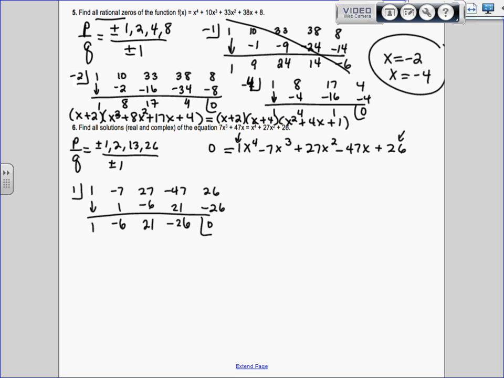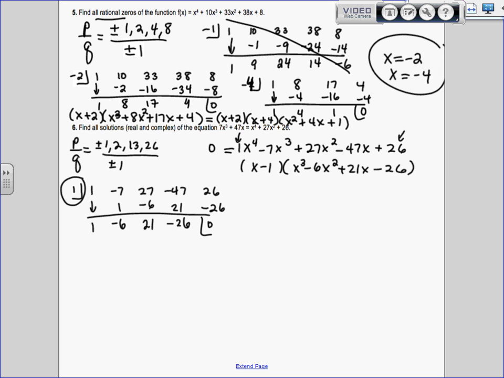So what this has done is it's factored our polynomial into our divisor times the quotient. The divisor came from the 1. It was just x minus 1, right? Because 1 was the solution. And then I now have x cubed minus 6x squared plus 21x minus 26.